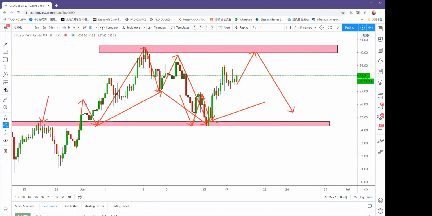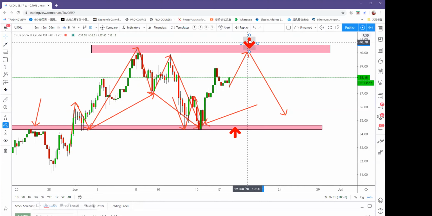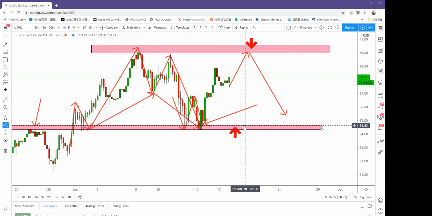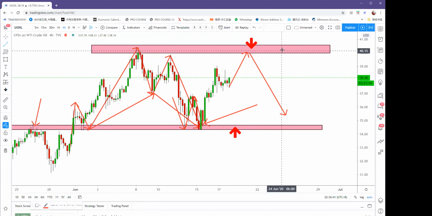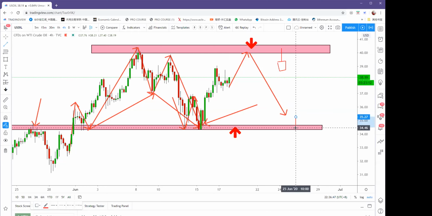Okay, you want to buy the low, or you want to sell the high. Either way is doable. Buy the low from 34.33 or sell the high from 40. Find good price action such as a pin bar. This is all you need to do: find some price action before you pull your trigger.